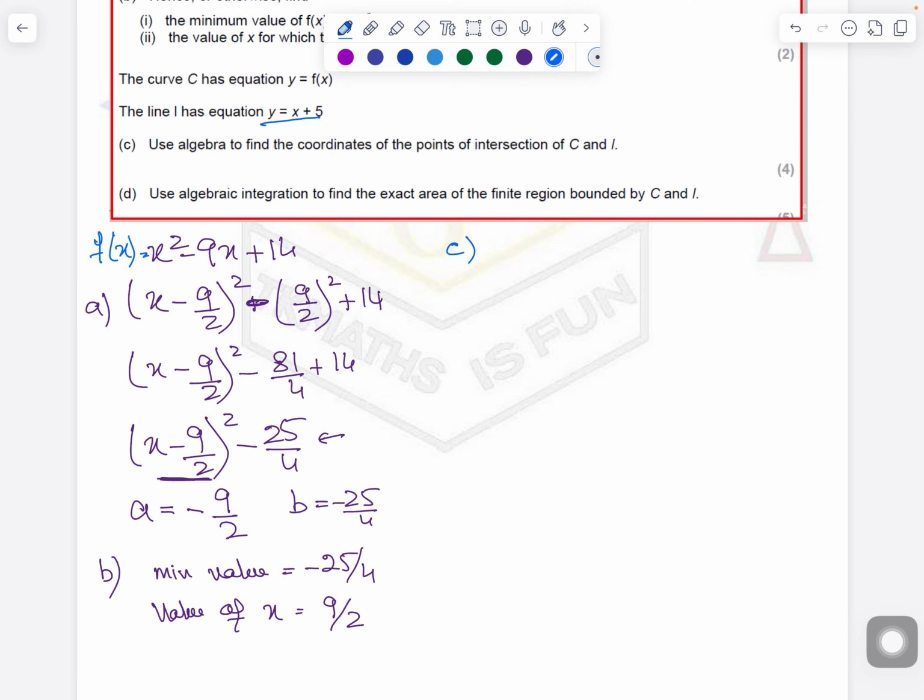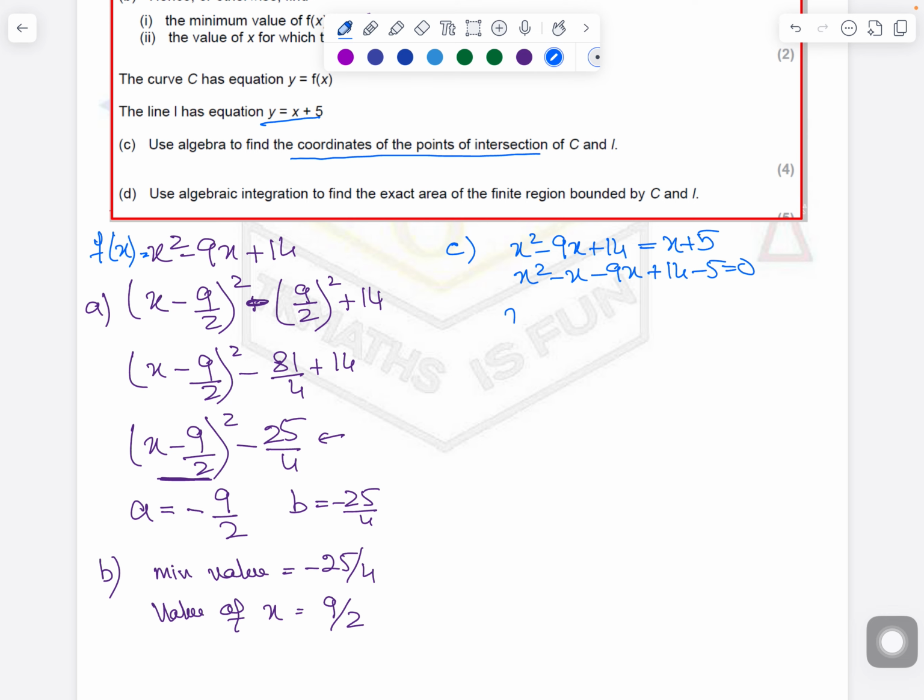Now using algebra you have to find the coordinates of the point of intersection. Whenever it is a point of intersection, it means you have to solve them simultaneously. So you will write x squared minus 9x plus 14 equals x plus 5. And now solve this very quickly because it's easy now.